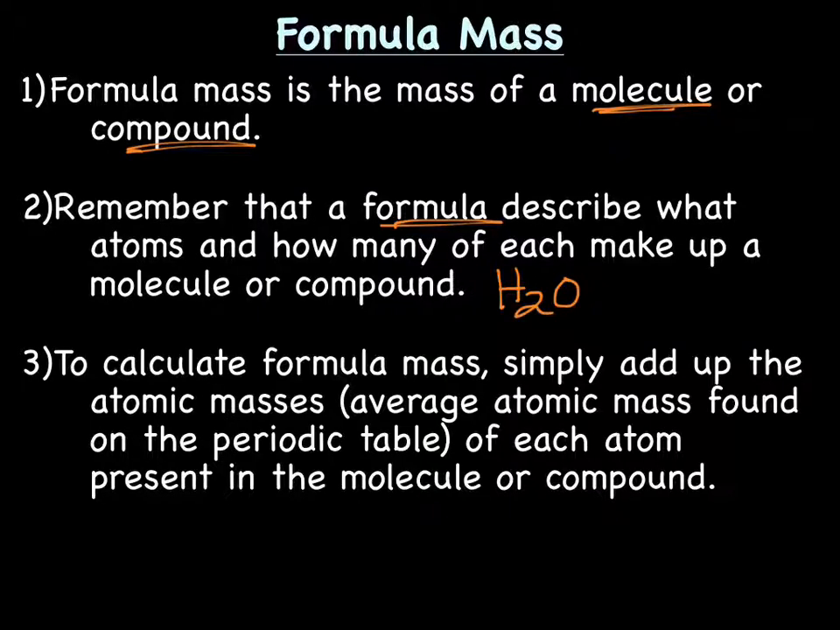All right, so now how do you calculate formula mass? It's really easy. You simply add up the atomic masses, or the average atomic mass found on the periodic table, for each atom present in the molecule or compound. Really, really easy.